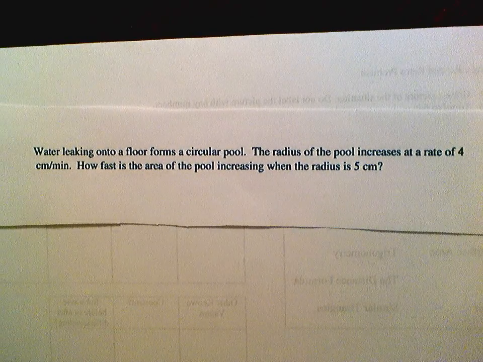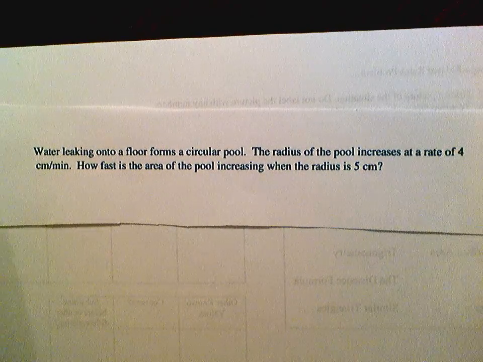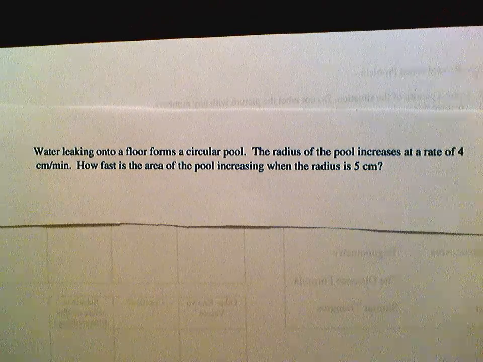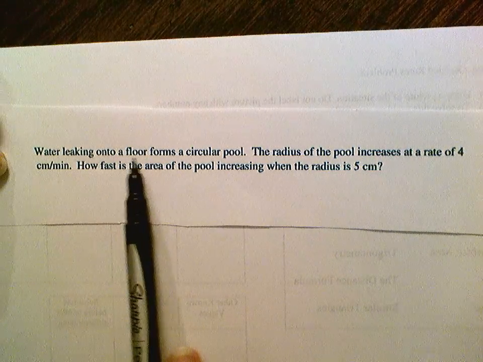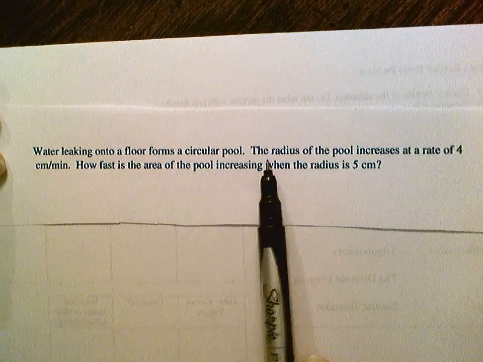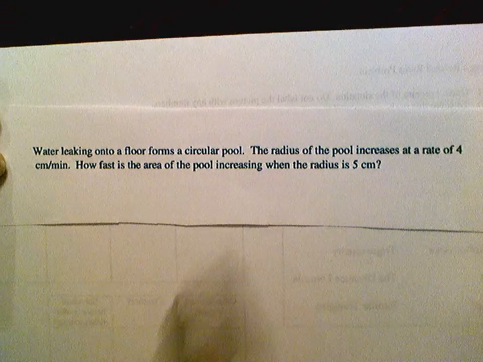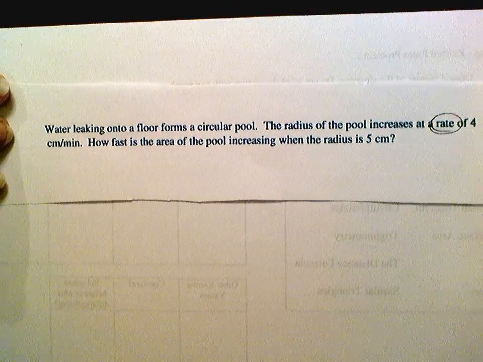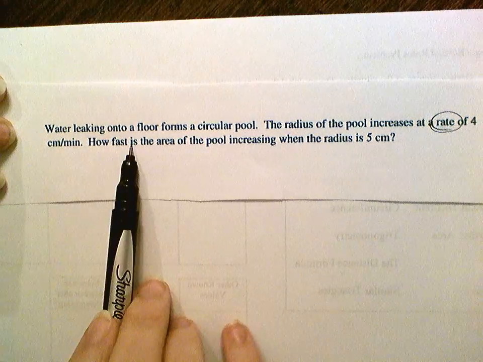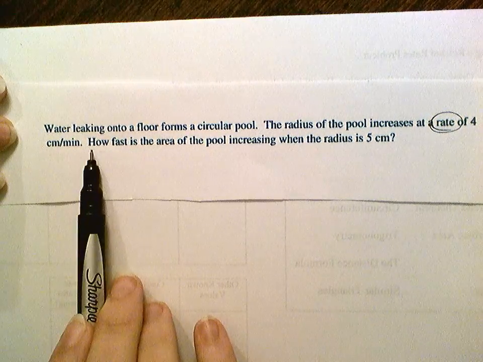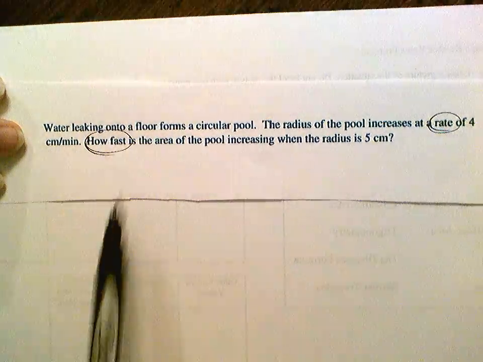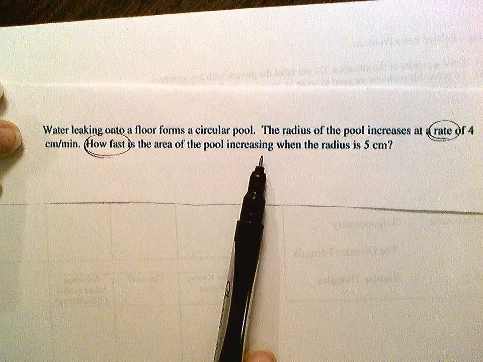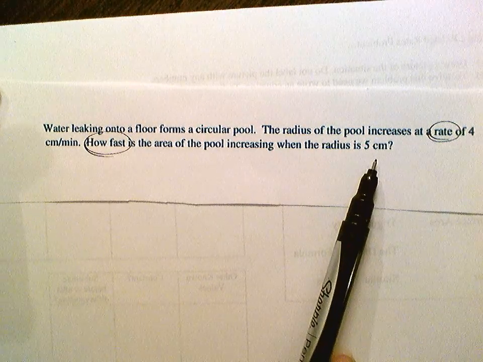Okay, so first of all, I'm going to go through and circle any words that tell me that I'm dealing with rates of change or derivatives. So water leaking onto a floor forms a circular pool. The radius of the pool increases at a rate, okay, so there's my first rate, of 4 centimeters per minute. Whenever they're asking how fast, that's also a rate. So how fast is the area of the pool increasing when the radius is 5 centimeters.